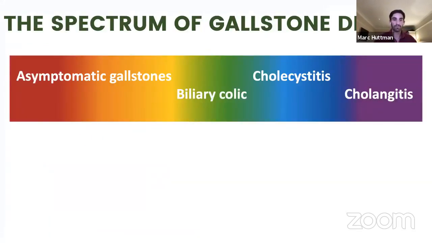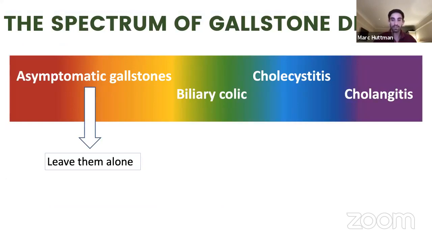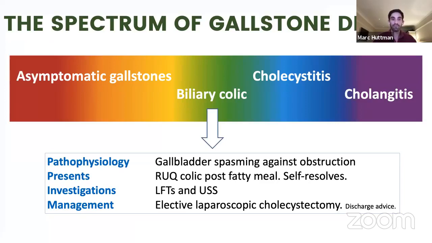So to talk about the spectrum of gallstone disease: asymptomatic gallstones, as we touched on, happen to lots of people, and you leave them alone. Biliary colic is when you have the gallbladder spasming against an obstruction. So you have a stone either in the gallbladder itself or maybe in the cystic duct, and the gallbladder is trying to squeeze against that, and it can generate up to around 20 millimeters of mercury of pressure. So it's quite powerful, and that's where you get the colicky sensation. A bit like renal stones, when you have something contracting against an obstruction, it causes waves of pain. So that presents as right upper quadrant colicky pain after fatty meals.